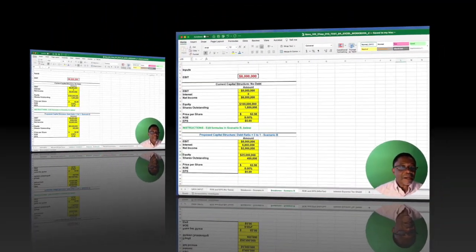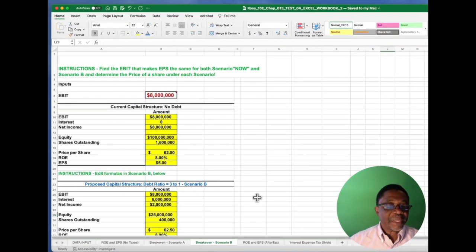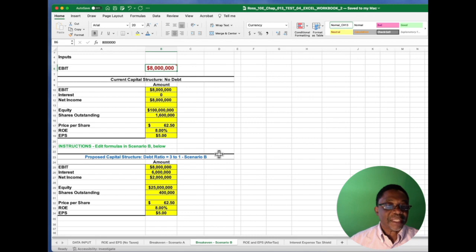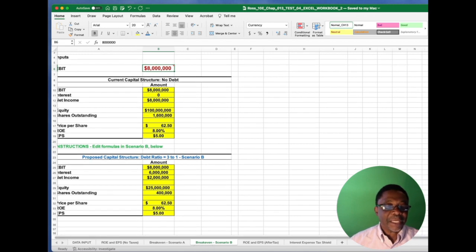And on this worksheet, break-even scenario B, again, you can change the EBIT in this cell. And again, I have a flag here that says this is the only number you should change on this worksheet. So you can change this value on the worksheet on break-even scenario B, but you shouldn't change anything else. That's why all these other values are in yellow.